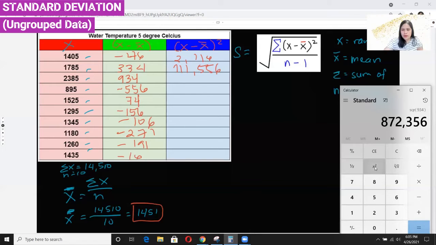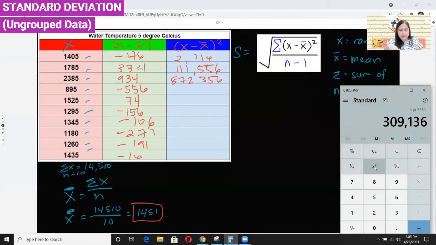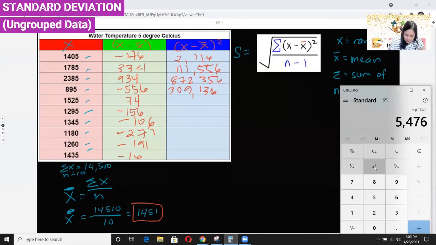And then 934 squared. We have 872,356. Okay, and then we have 556 squared. I'm not putting negative since if you square a negative, it is positive. So take note of that. So we have 309,136. And then 74 squared, we have 5476.